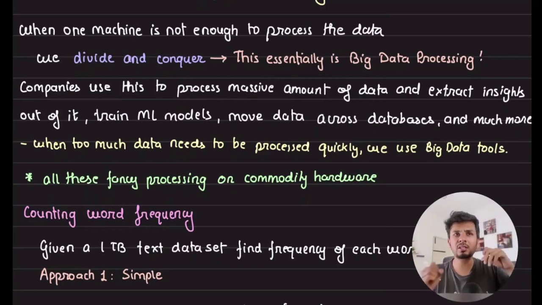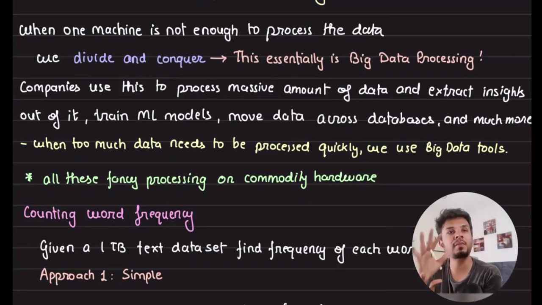Big data processing is literally all about processing huge amounts of data, not just to do sums and counts and mins and max, but also to copy paste data in other places, transform the data, enrich the data. We'll take examples of all of these to understand, right?